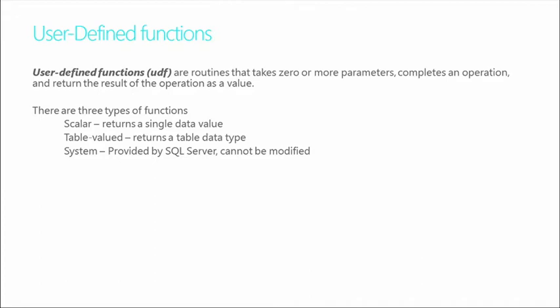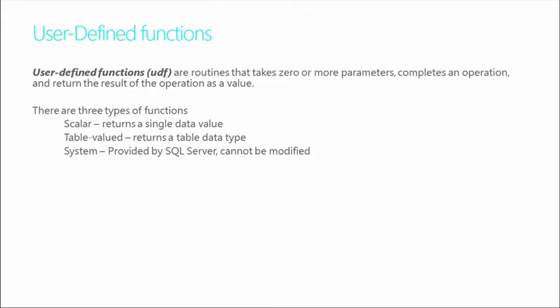But we have a scalar function, which is going to return a single value. So we're going to see, for instance, I want to know the average cost of something, so it can return that information to me. We have a table value function. It returns a table data type. We're not going to see that one. I'm just listing a few things out here.